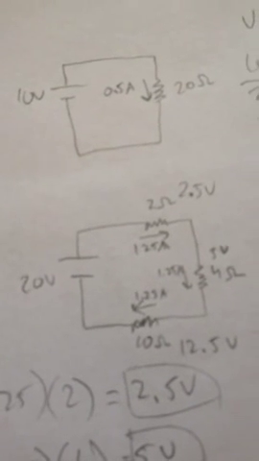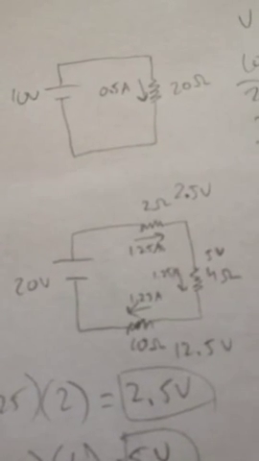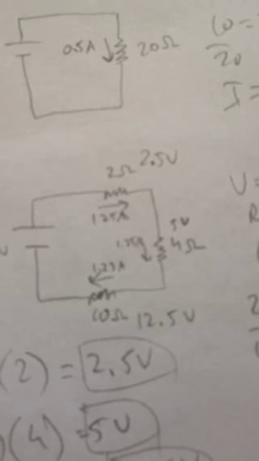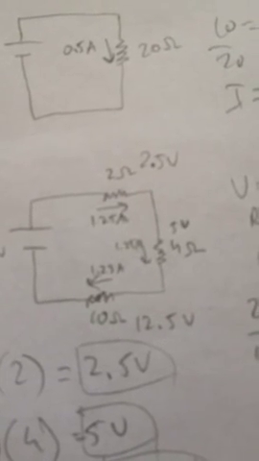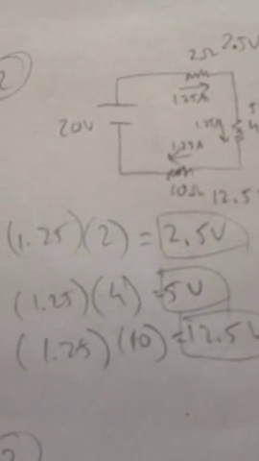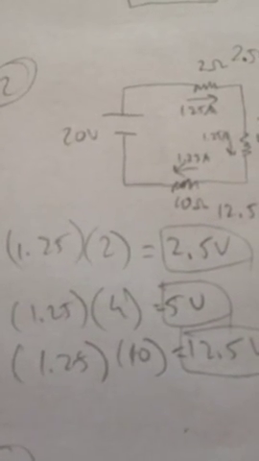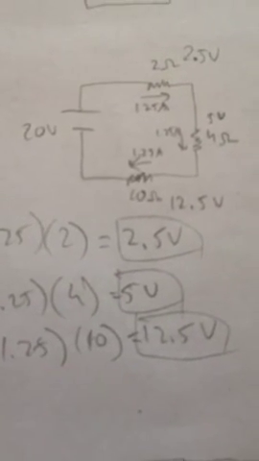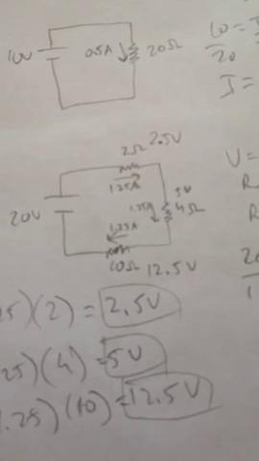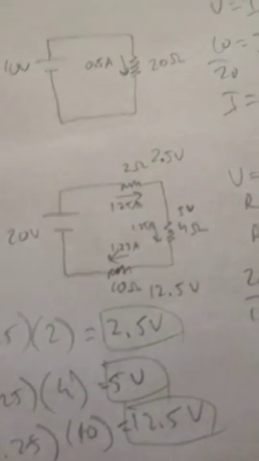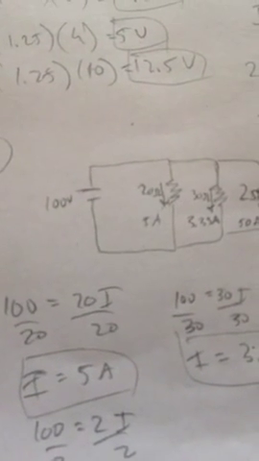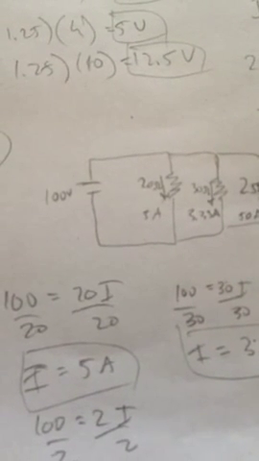So each resistor gets 1.25 amps. Then we want to find the voltage each resistor gets. So we use Ohm's law again, V equals IR. So 1.25 times 2, 1.25 times 4, and 1.25 times 10. Then we get 2.5, 5, and 12.5 volts. When you add them up, it equals 20 volts, which was what the battery was originally, a 20 volt battery.